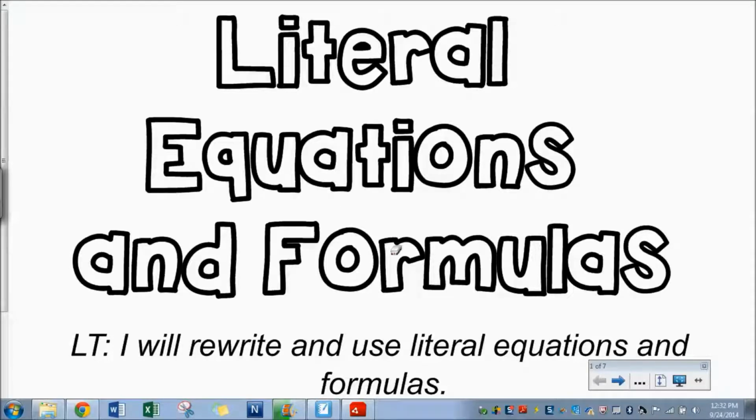Literal equations and formulas. This has to do with mostly how you're going to think of this is formulas. Ones that you're familiar with are ones like area of a triangle is 1/2 base times height. And we're going to see about how to manipulate those formulas where you are trying to figure out a certain part of it. So the learning target is I will rewrite and use literal equations and formulas.